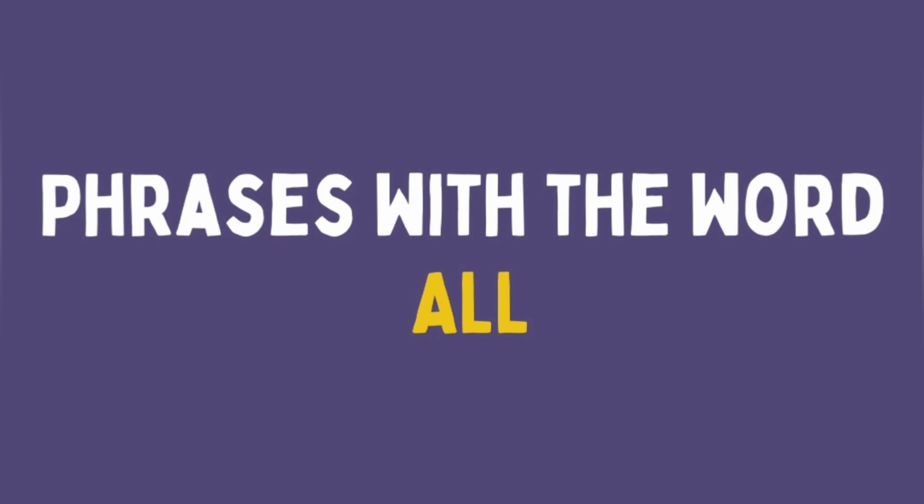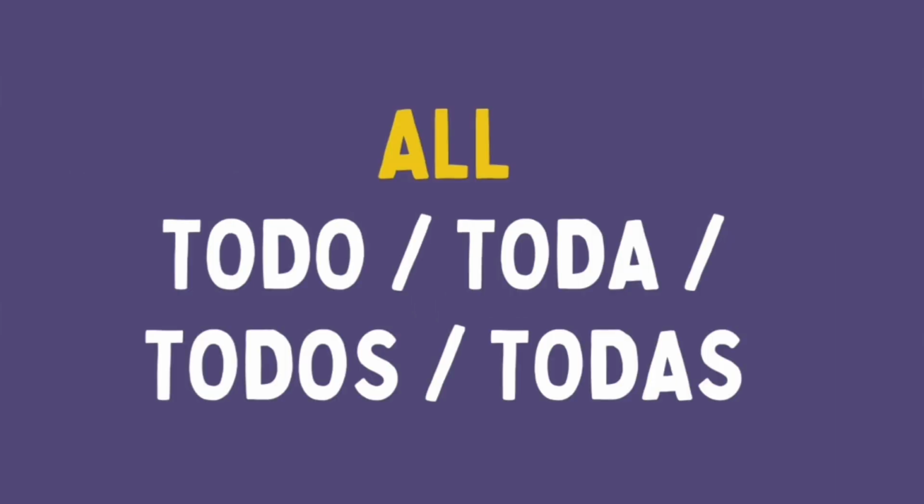Phrases with the word all. The meaning of the word all in Spanish is todo, toda, todos, todas. Okay, if you're talking about something with male gender, singular, then you have to say todo. If you're talking about singular, okay, female form, then you have to say toda. Now, if you're talking about plural with male gender, then you have to use todos. And if you're talking about a female gender, okay, plural, then you have to use todas, okay?